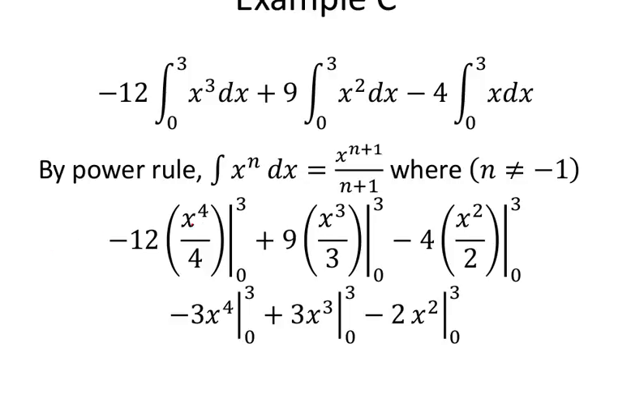And so by doing this power rule, we get x to the 4th over 4, x to the 3rd over 3, x squared over 2. Those are valid integrals. And now we're dealing with a subset of this integral from 0 to 3, so we apply these ranges to it. I did do a little bit of simplification. Negative 12 divided by 4 is a negative 3. 9 divided by 3 is 3, and you got a negative 2 here.